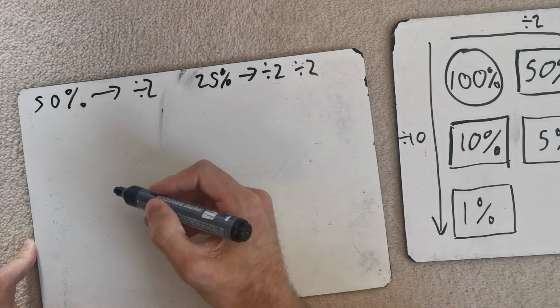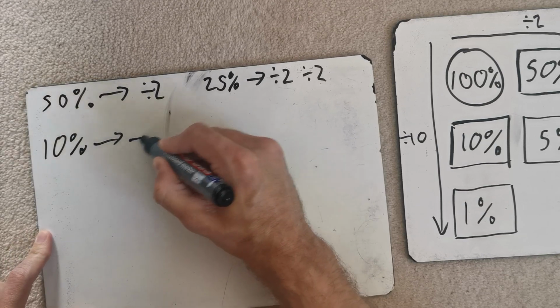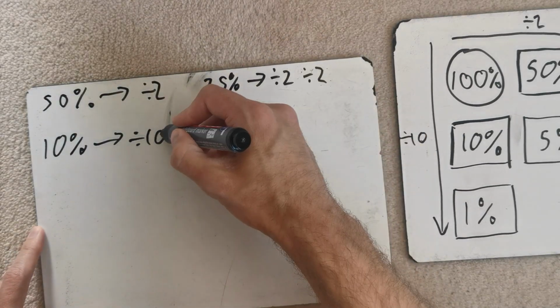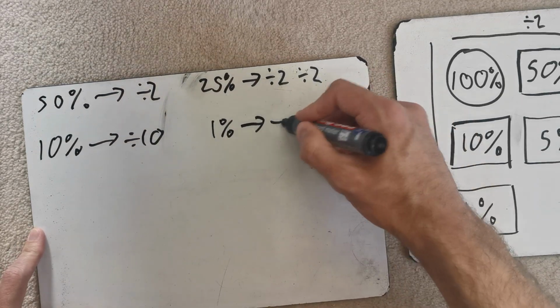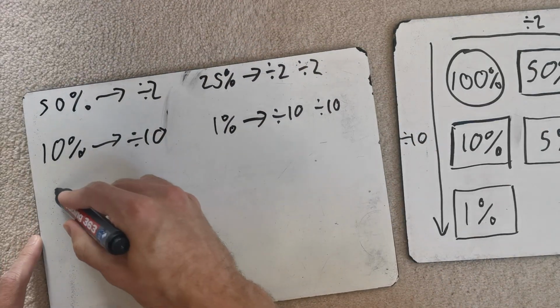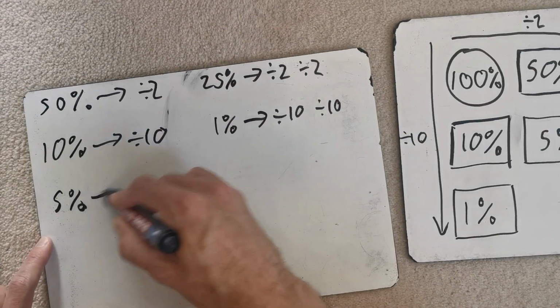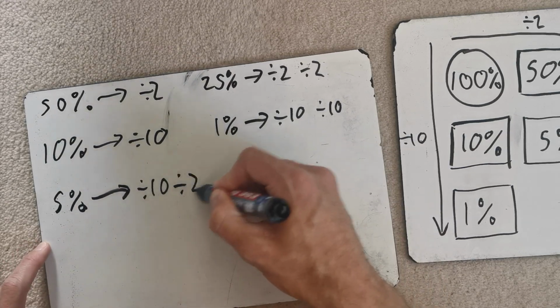Okay. For 10%, you divide the number by 10. And for 1%, you divide by 10, divide by 10 again. Okay, and then 5%, I think this is the easier way, divide by 10 and then half it.